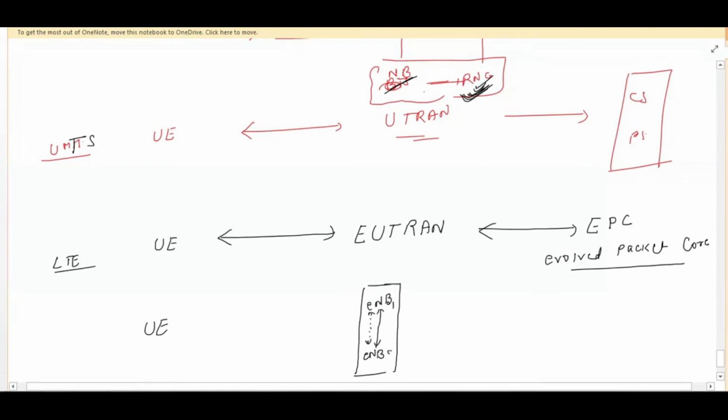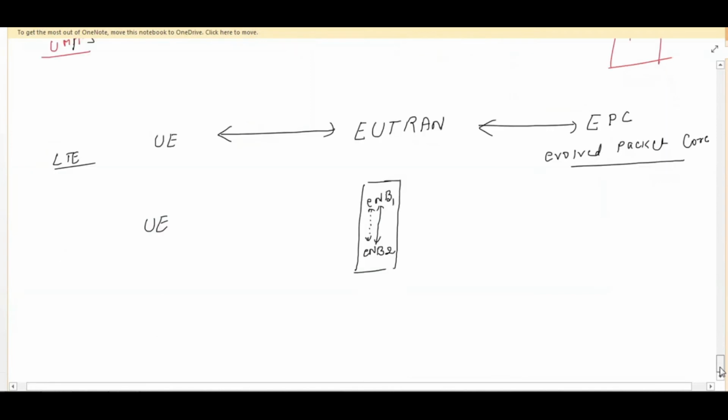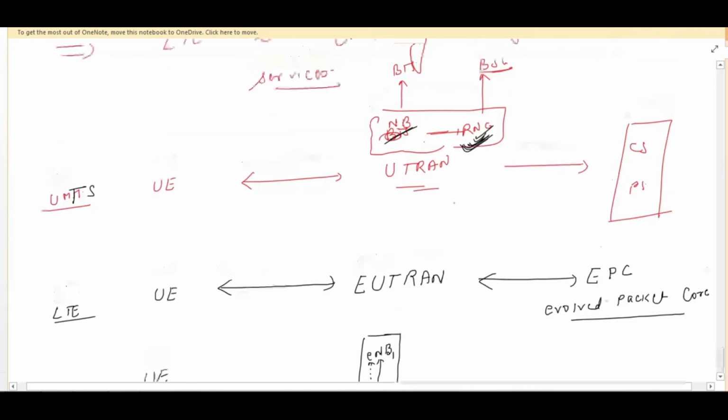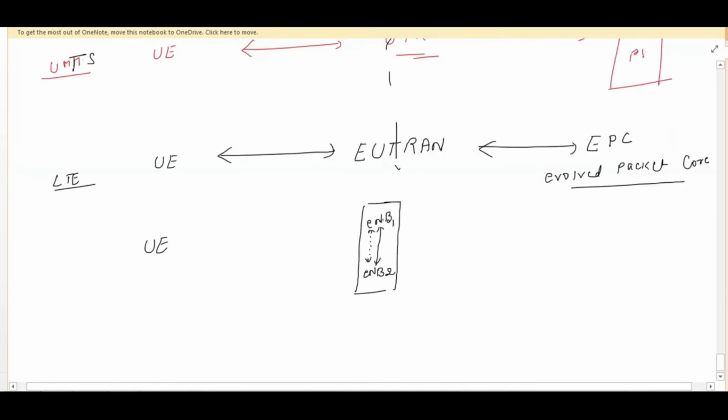Suppose eNode B 1, eNode B 2, I am showing here 2 eNode Bs. It may have multiple eNode Bs. So eUTRAN may have one or more than one eNode B, but there will not be any RNC in LTE. So who will perform the functionality of the RNC in LTE? That's why it's called the evolved eNode B. Whatever your UMTS Node B was, that was upgraded. How upgraded? The entire RNC functionality is embedded in the new Node B. They mix both together and make one simple unit that is called the eNode B.